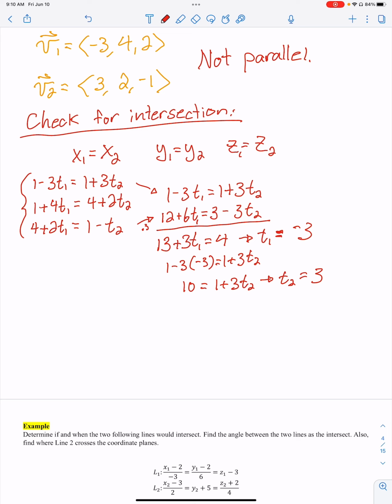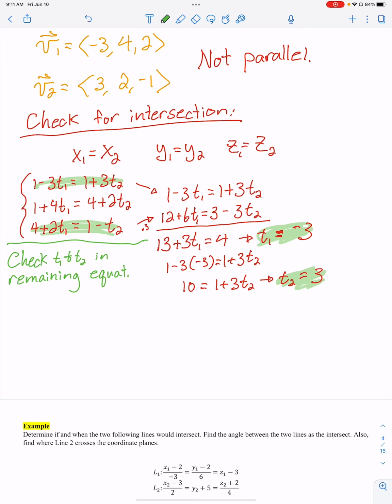What we are checking now, this isn't an answer. This just says, hey, the x and the z are the same when I have this, right? I have that the x and the z are the exact same thing. So it makes sense now that we must check the remaining. So check, I'll write a note here, check T1 and T2 in remaining equation.